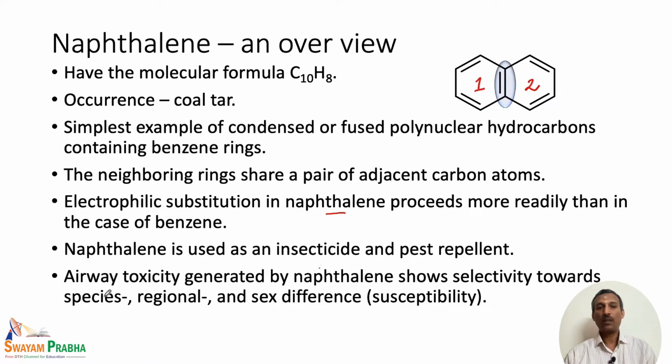species. Say for example, some of the species are actually affected by the naphthalene much more than the rest of the species. And it is also related to regional and sex differences. That means sometimes the male insect is affected more than the female insect, and maybe in a particular region these insects are affected much more than the rest of the insects from different regions. So the susceptibility of the insect towards this particular compound, that is naphthalene, varies. So there is some selectivity, and based on this selectivity, naphthalene can be selectively used to kill insects.